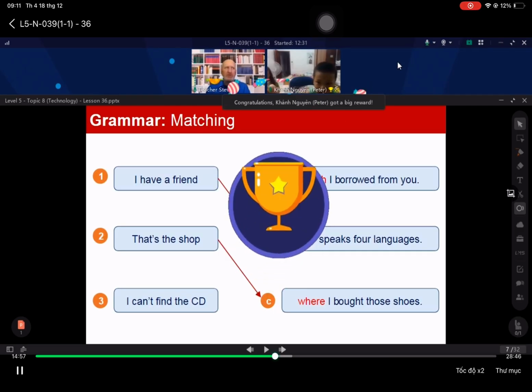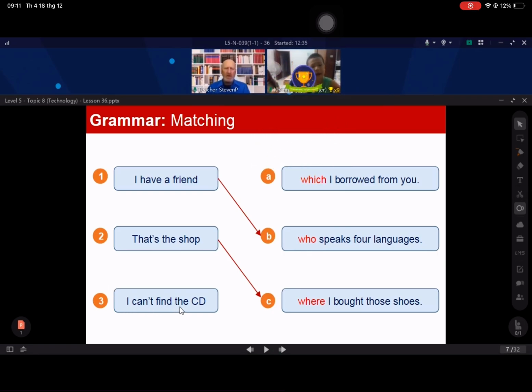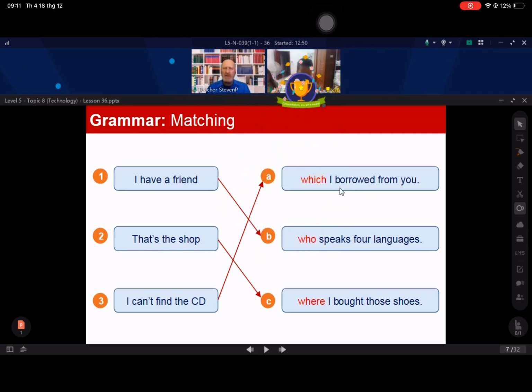Can you remember, Peter, where I bought those shoes? Okay. And number 3. I can't find the CD which I borrowed from you. Yes, let's listen again. I can't find the CD which I borrowed from you. Borrowed. Say that for me, Peter. Borrowed. Borrowed. That's right. I can't find the CD which I borrowed from you. All right, so well done.